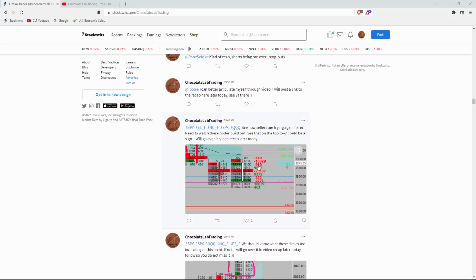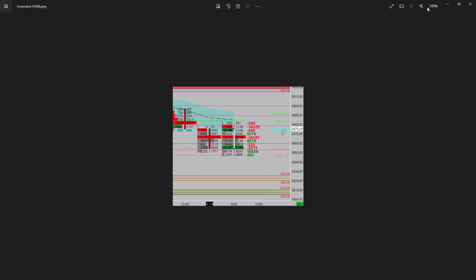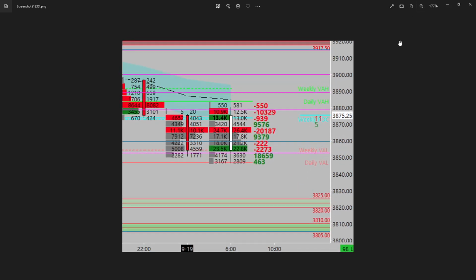All right, see how sellers are trying again here. Need to watch these nodes build out. See that on the top two could be a sign. We'll go over and recap. So what are we looking at on the 4 hour? We do see some exhaustion at the highs.